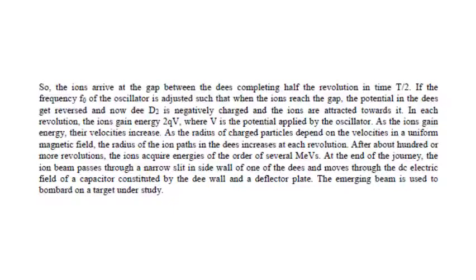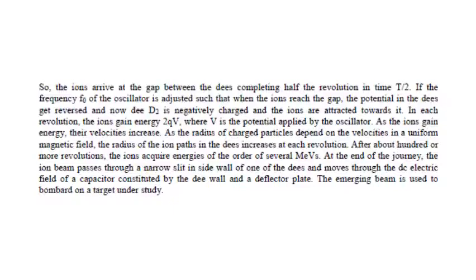In this revolution, the ion gains energy 2QV when V is applied by the oscillator. As the ion gains energy, its velocity increases. The radius of the charged particle depends on velocity, so the radius will also increase, and it will circulate with a different radius. So in each revolution the velocity increases and it creates the next circuit.